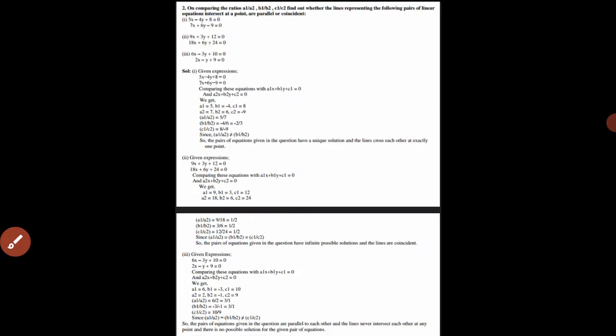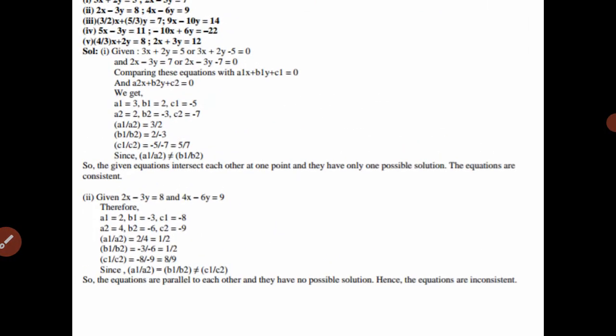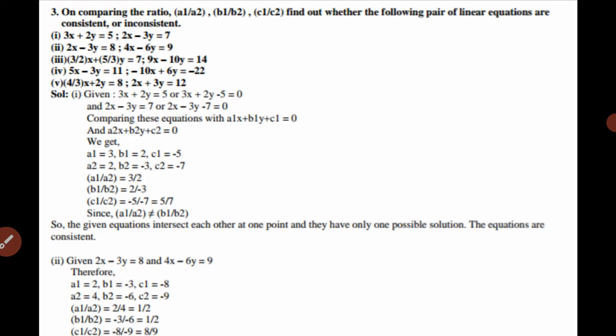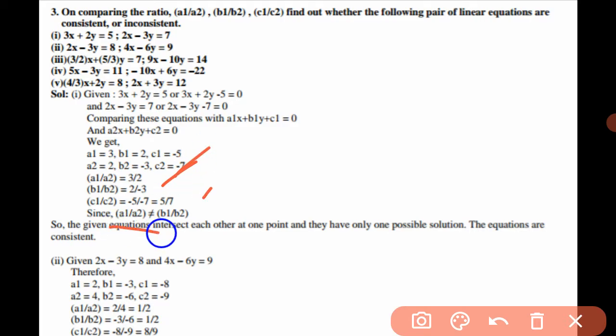Now in the same way, see the next question, question number 3. Here we are asked, on comparing the ratios a1 upon a2, b1 upon b2, c1 upon c2, to find out whether the following pairs of linear equations are consistent or inconsistent. In this, the first two conditions are consistent and the last condition, that is no solution, is inconsistent. Here also we will find a1 upon a2, b1 upon b2 and c1 upon c2. When a1 upon a2 is not equal to b1 upon b2, it means a unique solution and the lines cross each other, and here it will be consistent.